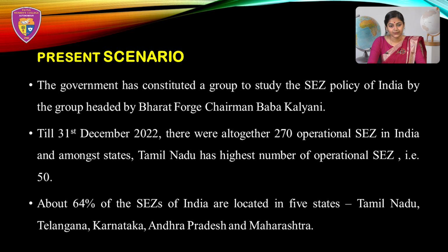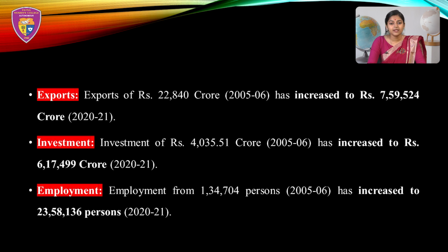Now coming to the present scenario. The government has constituted a group to study the SEZ policy of India, headed by Bharat Forge Chairman Baba Kalyani. Till 31st December 2022, there were altogether 270 operational SEZs in India, and among states, Tamil Nadu has the highest number of operational SEZs, that is 50. About 64% of the SEZs of India are located in 5 states: Tamil Nadu, Telangana, Karnataka, Andhra Pradesh and Maharashtra. Here you can see how, due to SEZ, export, investment and employment have increased from 2005-06 to 2021.